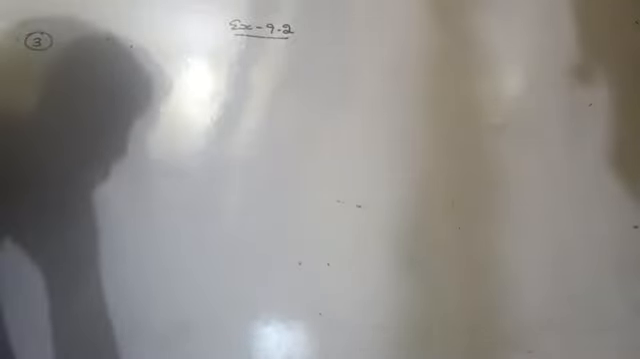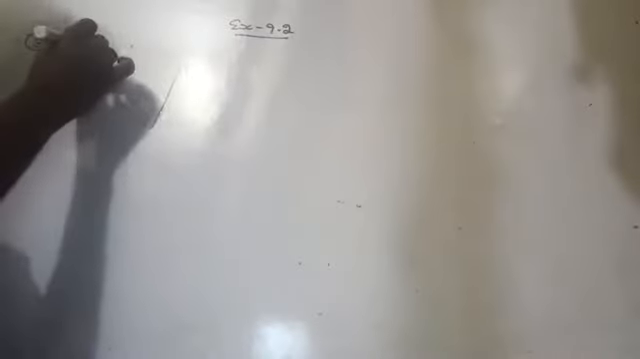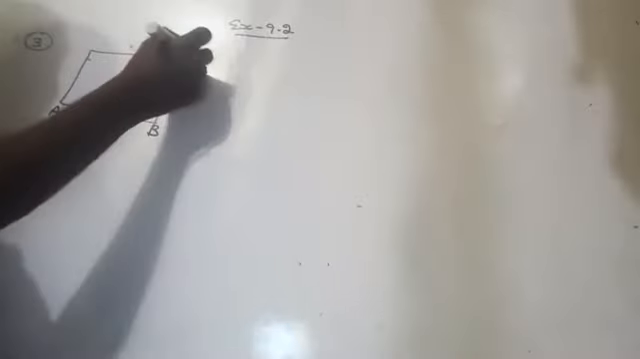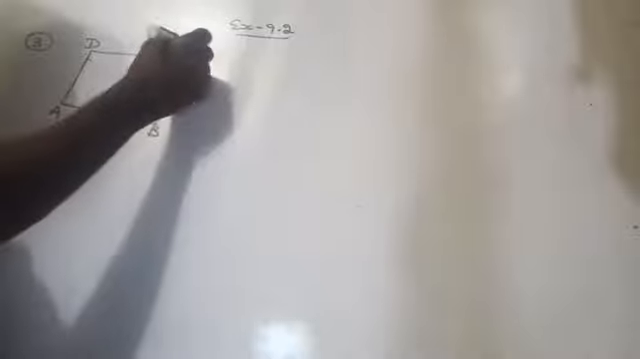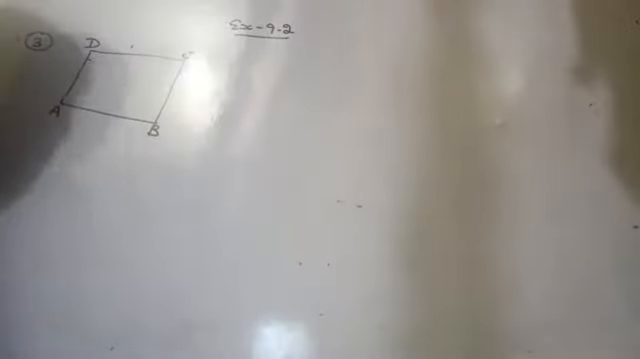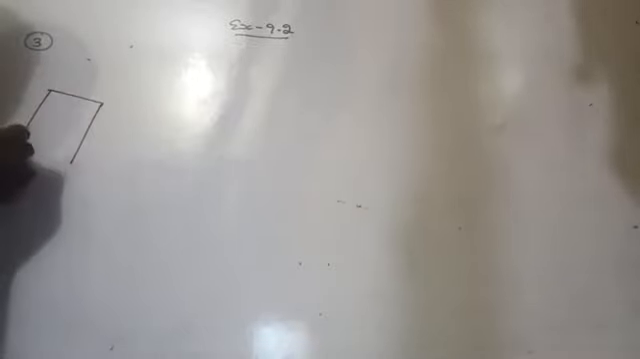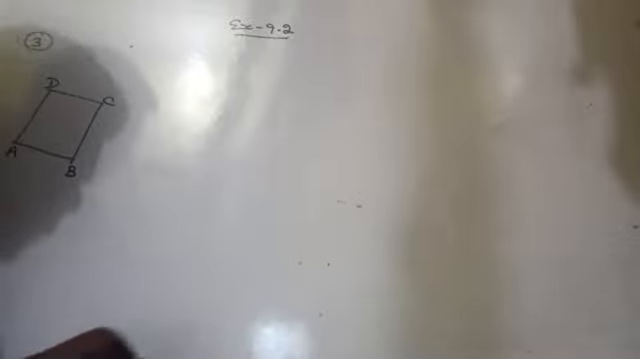P and Q are any 2 points lying on the sides DC and AD respectively of the parallelogram ABCD. So the parallelogram ABCD is given for you. I am taking this as a parallelogram ABCD. Always remember, take the vertices in the anticlockwise direction. ABCD is a parallelogram. It is given.